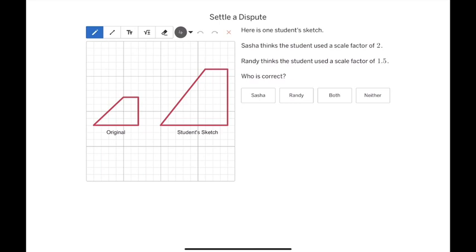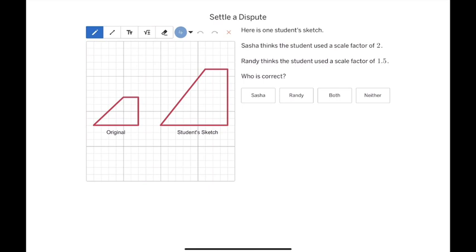So now you're settling a dispute. Sasha thinks the student used a scale factor of 2. Randy thinks the student used a scale factor of 1.5. Who is correct? Well, let's take a look at why each of them thinks those numbers. The first one, Sasha, thinks it's a scale factor of 2. How might Sasha have gotten 2? Well, let's take a look at the dimensions that we see.